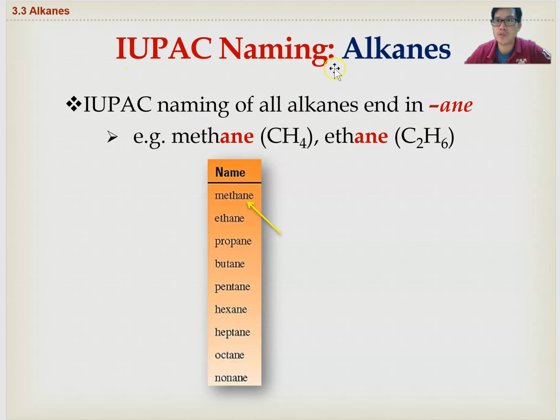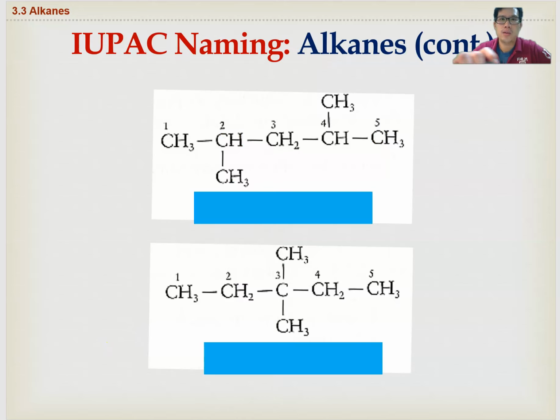Let's try this one. There are a few steps here. The first one is to find the longest chain. The second is to identify the appendix group. I call it the appendix group because it's a group attached to the main chain. Third is the numbering. Fourth step is to start naming it.